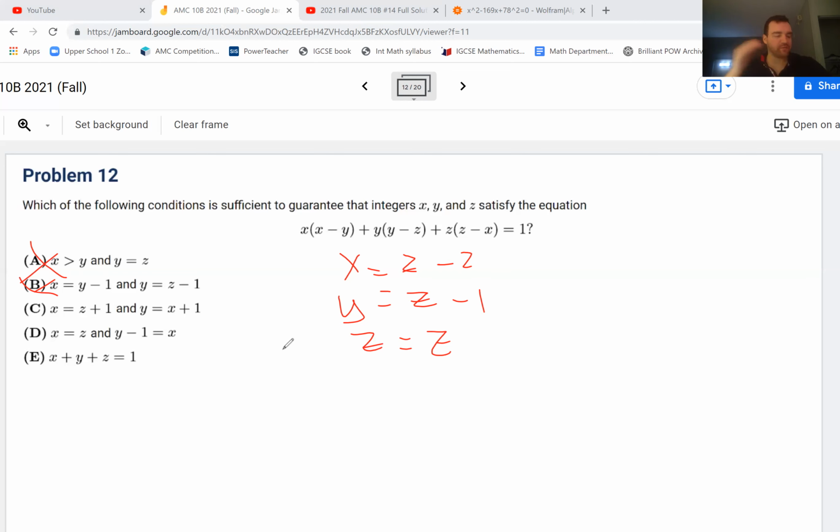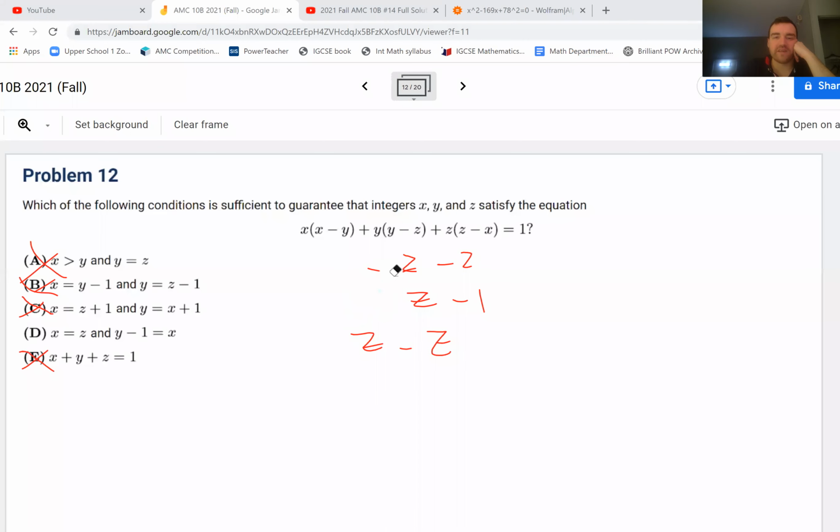Also, looking at E, it is not sufficient because, using that condition of letter E, I can come up with situations that would make it true or false. It's not enough. I need more specifics in terms of x, y, and z in relation to each other. So I will tell you that C is also false, which you can easily check by yourself by doing exactly what I did here. You can say x is z plus 1, y is z plus 1 plus 1, or z plus 2, z is z. By plugging in, you'll realize it does not come out to be true.